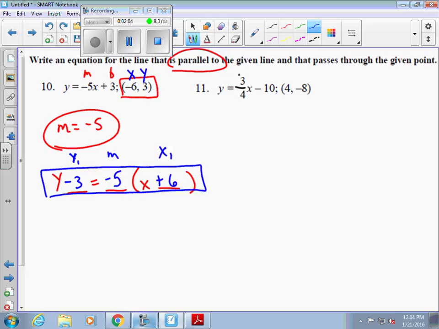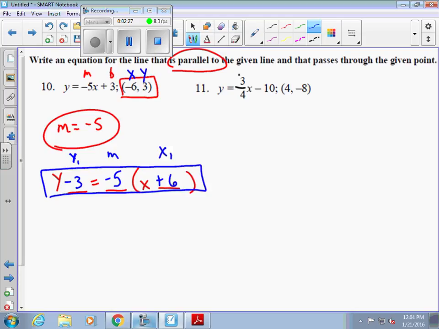Again, on the test tomorrow, this might not be an option. You may have to distribute -5 to x and 6 and then move over -3 by adding 3. If you did that, you'd have -5x minus 30 on the right, and when you added 3 to it, you'd have -27. So y equals -5x minus 27 would be your slope-intercept form.